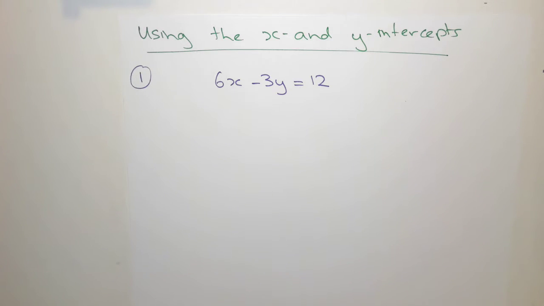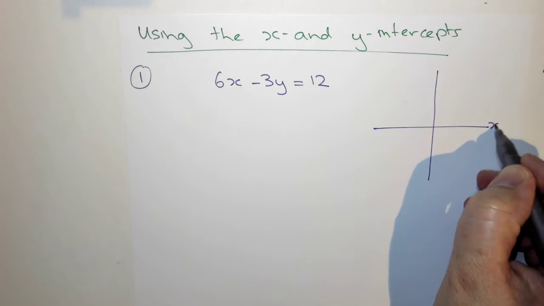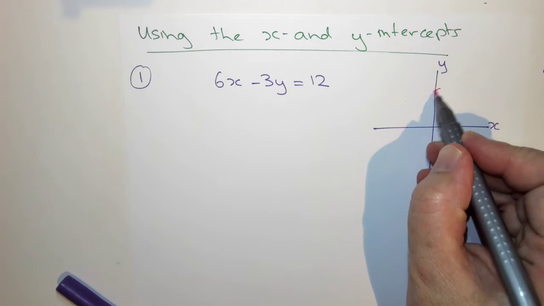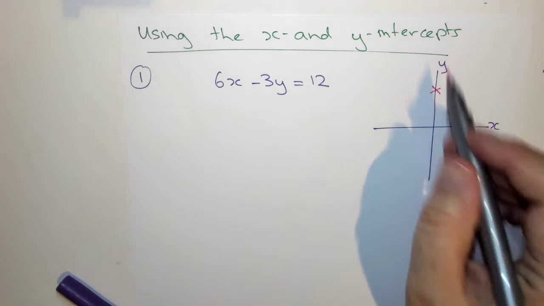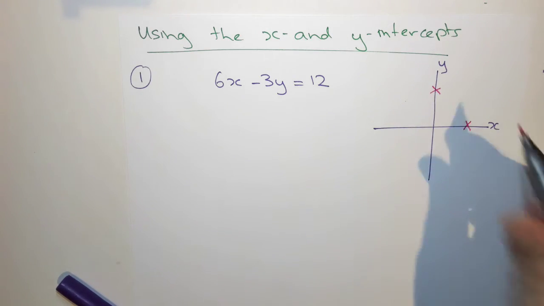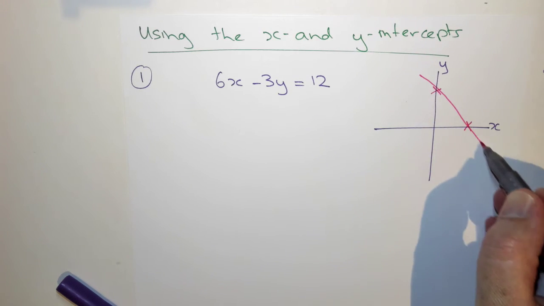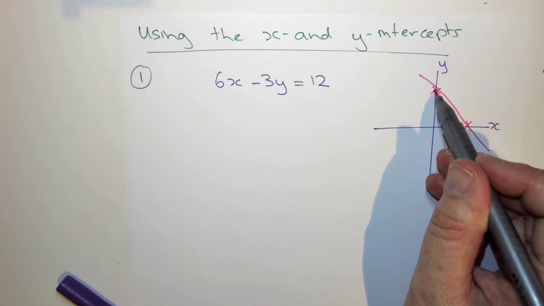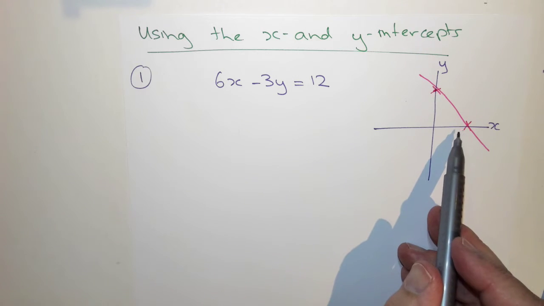Then when we're talking about this intercept method, what that's looking at is thinking about our x-axis and our y-axis. If I could locate on those axes where this equation cuts my y-axis and where it cuts my x-axis, I could then join that together and draw myself a straight line that goes through those points. So that's what we're trying to do, locate these two intercepts. How do we do that? Well, let's think for a moment.